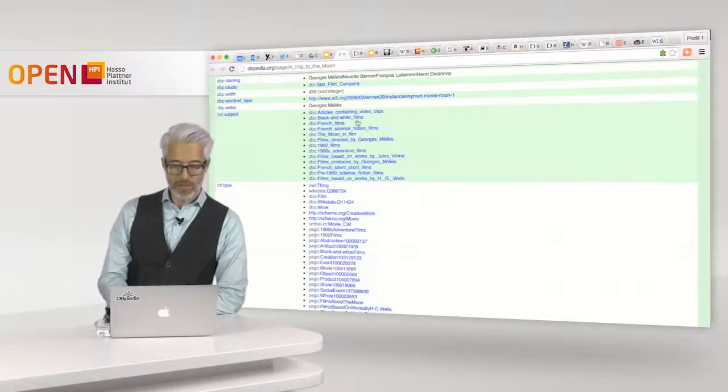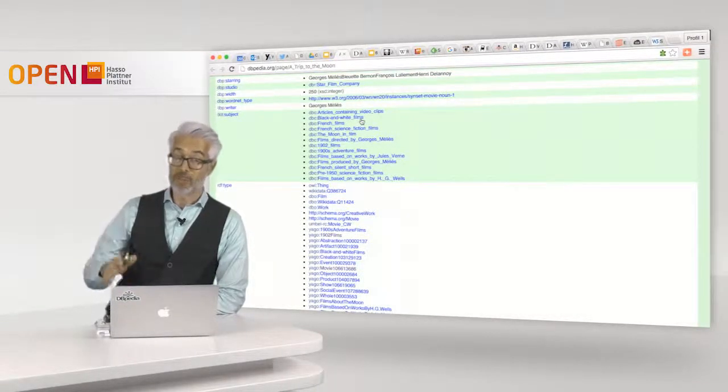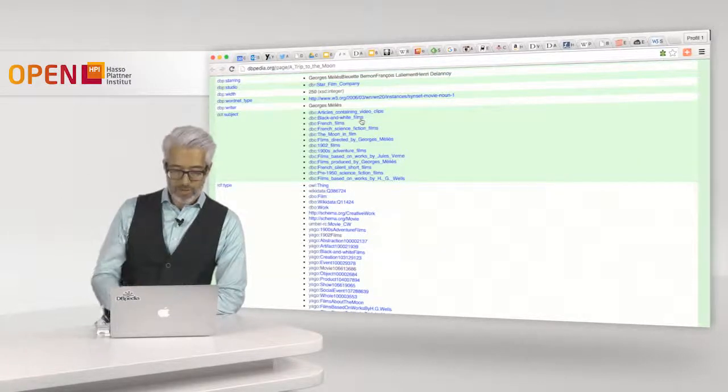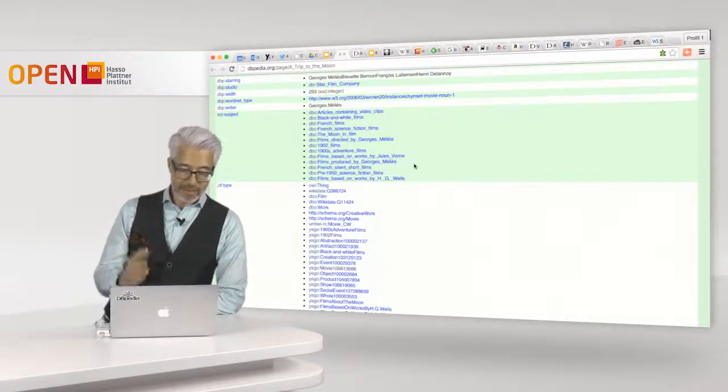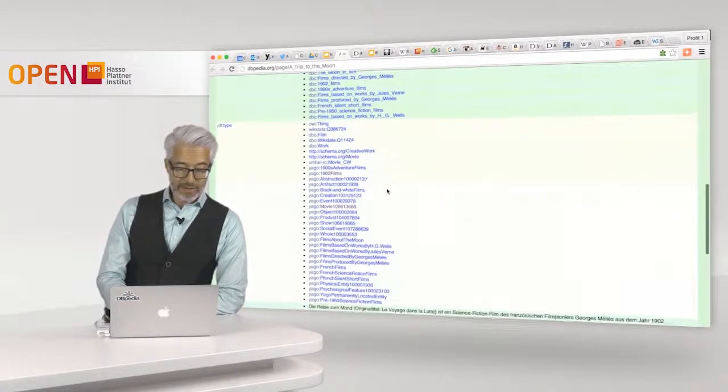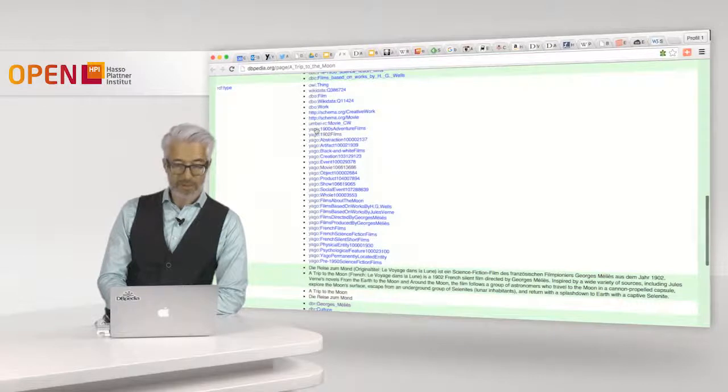For example, it belongs to the category black and white films, which gives again some hint to the content of that movie. You see here more specific categories like, for example, French science fiction films or 1902 films or films produced by Georges Méliès and stuff like that. So this is really, really interesting information. And it's the same here for RDF type. So in RDF type, you see some general types that determine that this is a film or this is some kind of artwork. But here, this is also interesting, you see the Yago classes.